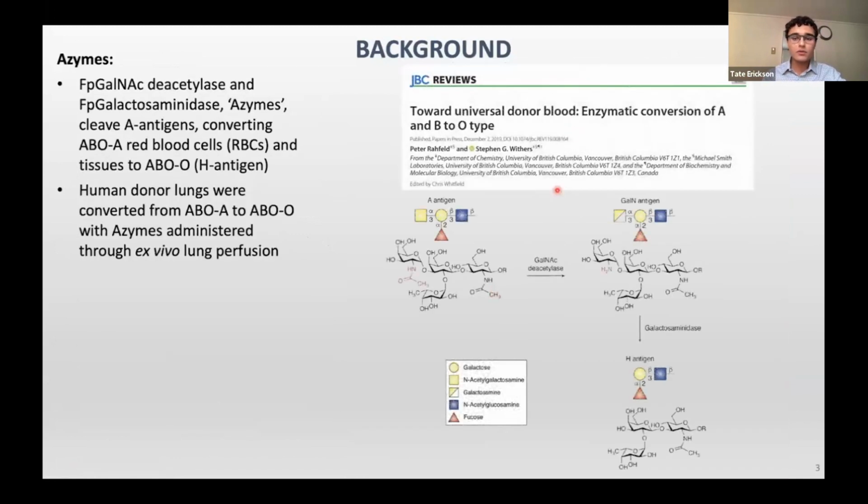So then Dr. Withers' group recently identified a pair of enzymes termed AZymes that are able to remove A antigen with high specificity and efficacy. And this is done by converting A antigen into H antigen, which is found on blood group O individuals, as shown through this pathway here, where A antigen is deacetylated by the first enzyme and galactosamine is cleaved by the second.